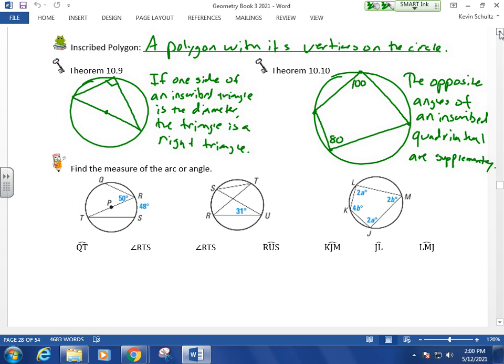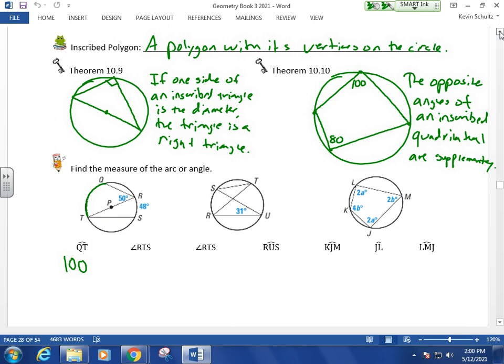So this first one here, we've got two inscribed angles, and we're looking for the measure of arc QT. Raise your hand if you can tell me the measure of arc QT. Emily, 100. It is the arc created by that 50-degree inscribed angle, angle R. So we double the 50 to get 100.